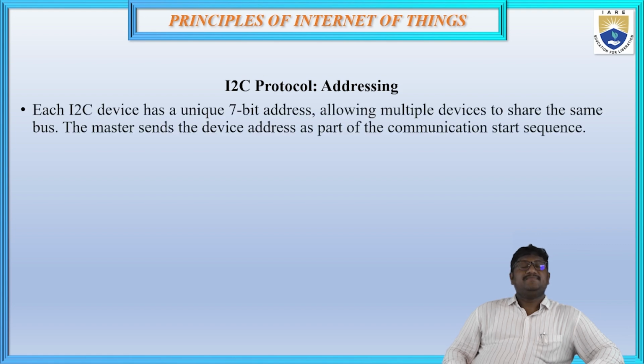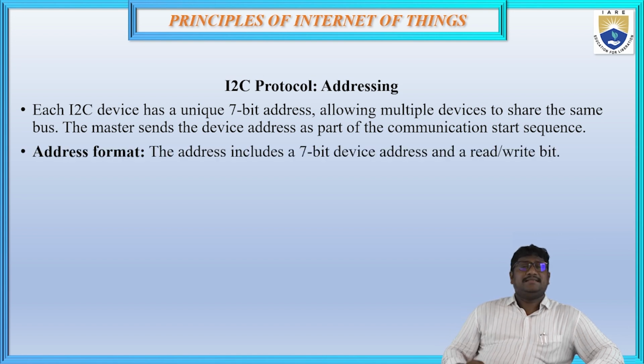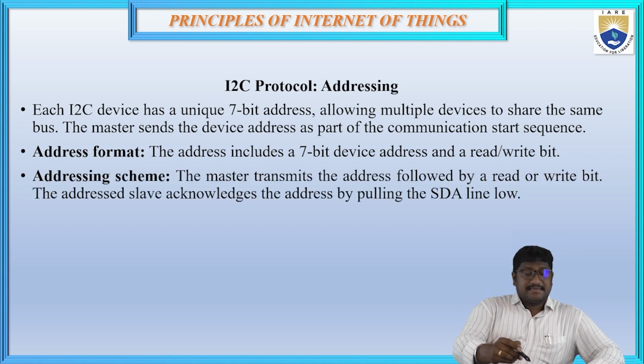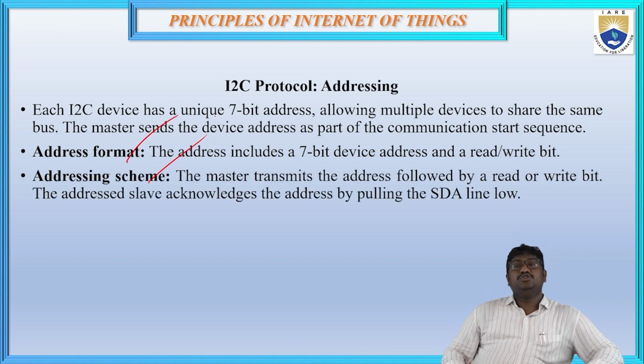Coming to addressing, each I2C device has a 7-bit address, which allows multiple devices to share the bus. The master sends the device address as a part of communication and the start sequence. What was the address format? The address includes a 7-bit device address, plus a bit for read and write, which is transmitted with the SDA line low.